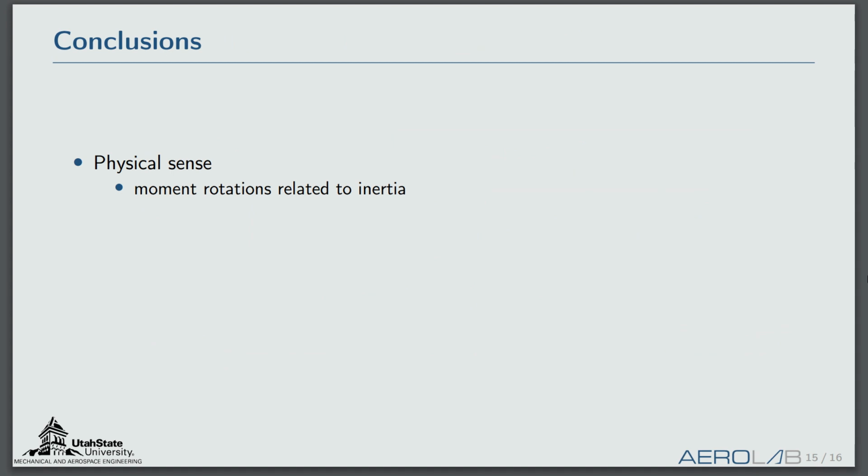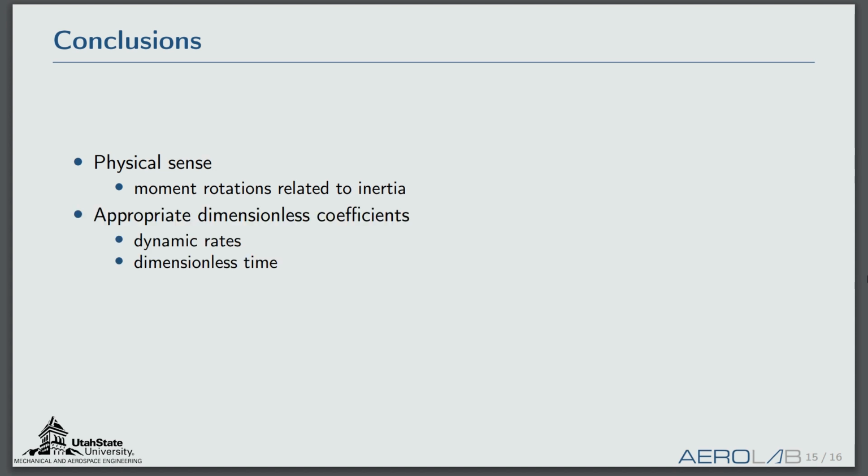So, just wrapping things up, why do we care? These new dimensionless ratios give a better physical sense of the system. So, for example, moment rotations are related to an inertia rather than some dynamic pressure and reference area and reference length. Once again, we have these dynamic rates that are related to the velocity and gravitational force on the aircraft, rather than the velocity and some arbitrary reference length.